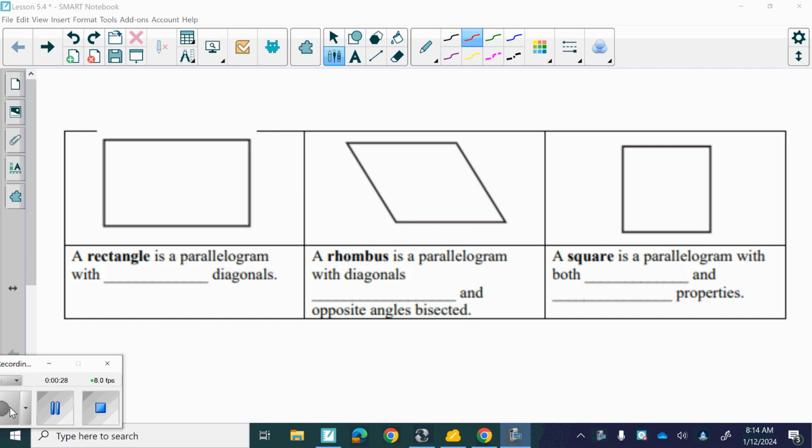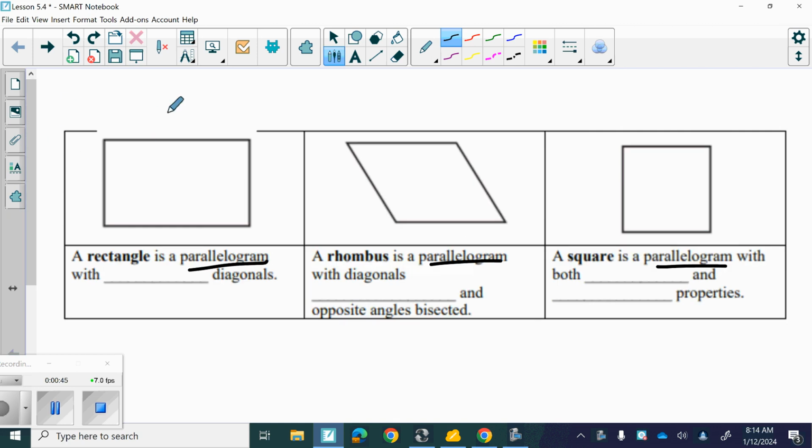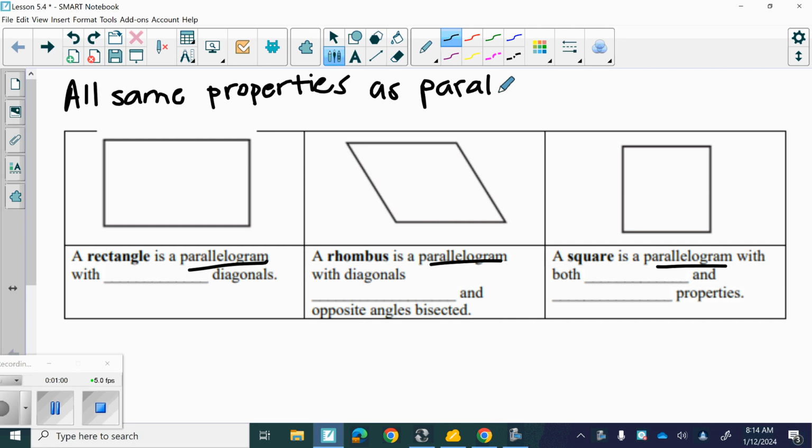So today we're talking about rectangles, rhombuses, and squares. Now all of these definitions say a rectangle is a, a rhombus is a what? Parallelogram. So these are all different types of parallelograms, meaning that all of these are going to have the same properties as our parallelograms. So, for example, your opposite angles being equal, your other angles being same side interior, so they add up to 180. Your diagonals being bisected, the sides across from each other are equal. All those same properties still apply. We're just adding on some new properties to that.